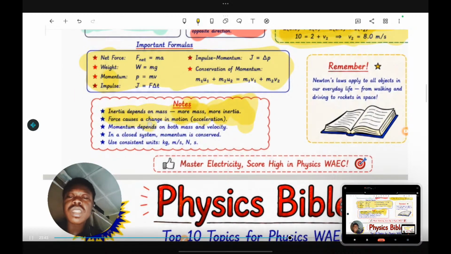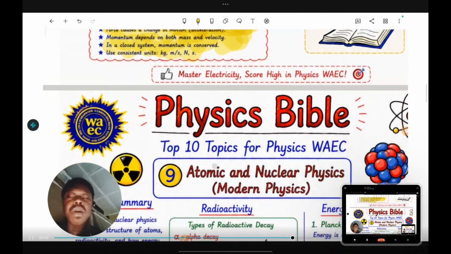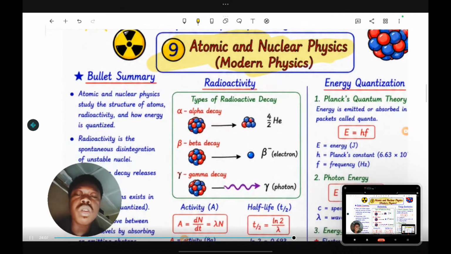Then force causes a change in motion, which is acceleration. Then momentum depends on both mass and velocity. Then in a closed system, momentum is conserved. Alright? Note all these points. Then number 9, we have atomic and nuclear physics. This is SS3 basically, but you should know that one or two questions can come out from this particular topic.